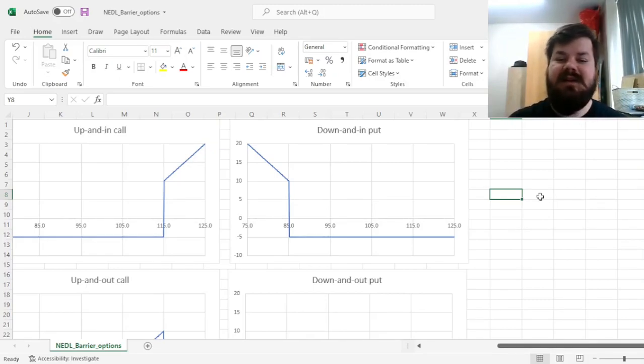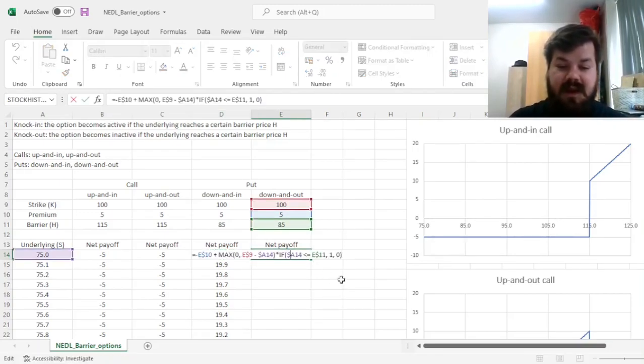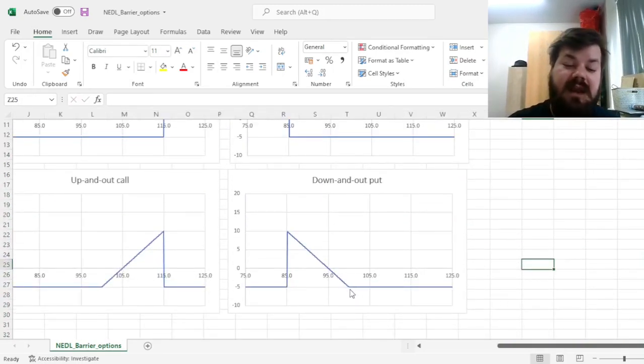And the idea is that obviously the down and in put would be cheaper in terms of premium than the conventional long put with no barriers involved. Finally, for the down and out put, we can copy this formula and change the conditions here so that the option becomes inactive when the hurdle, the barrier price of 85, is reached or broken through. And that visualizes the payoff structure with increasing upside if the share price goes further and further down up until 85, when the option ceases to be active, when it becomes inactive, and the payoff structure remains flat at negative 5 ever since.